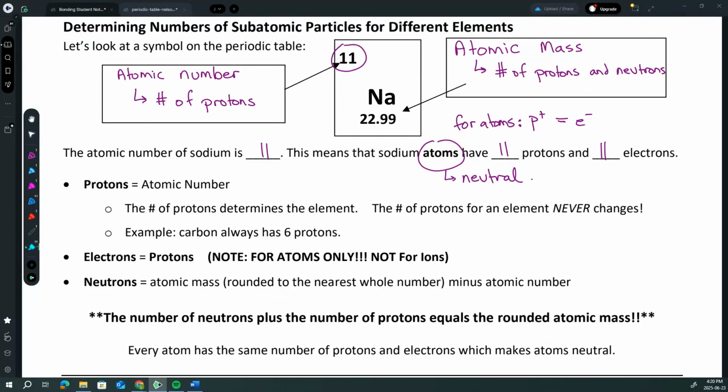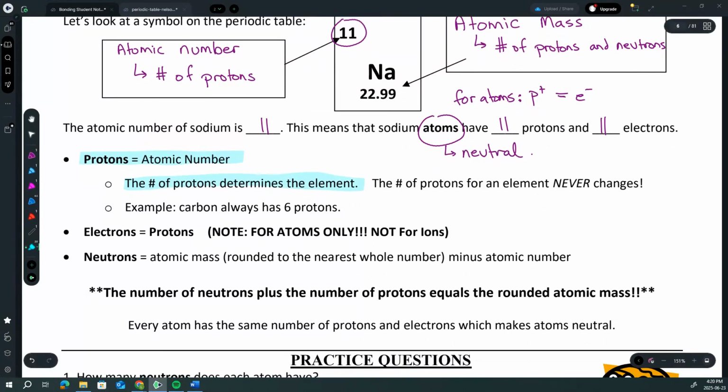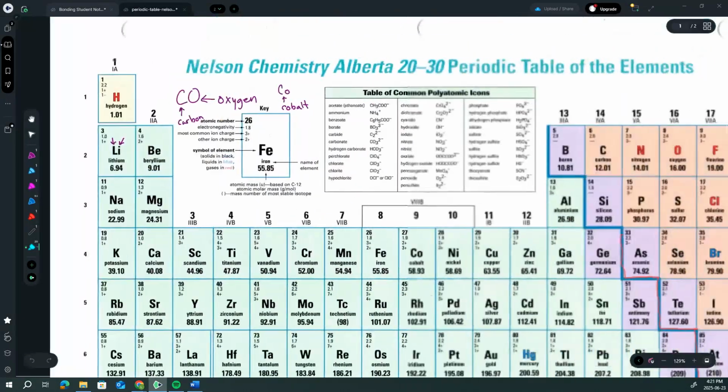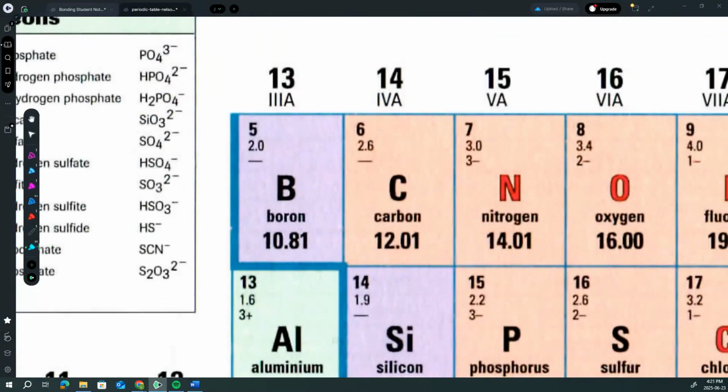Okay, so it's very important that you know what atomic number and atomic mass represent. The number of protons determines the element. The number of protons for an element is never going to change. For example, any atom of carbon is going to have 6 protons. If we look at carbon on the periodic table, we can see its atomic number is 6. So that's why it's going to have 6 protons.